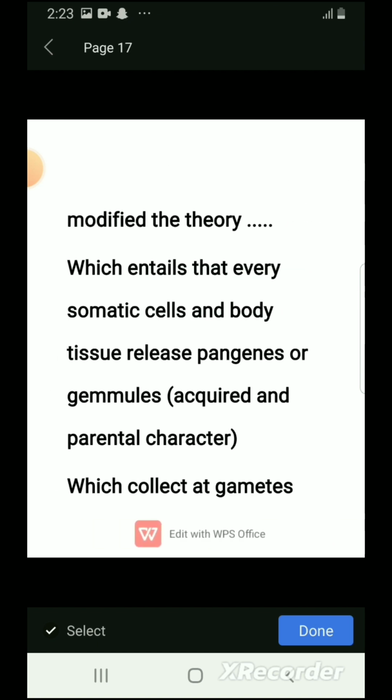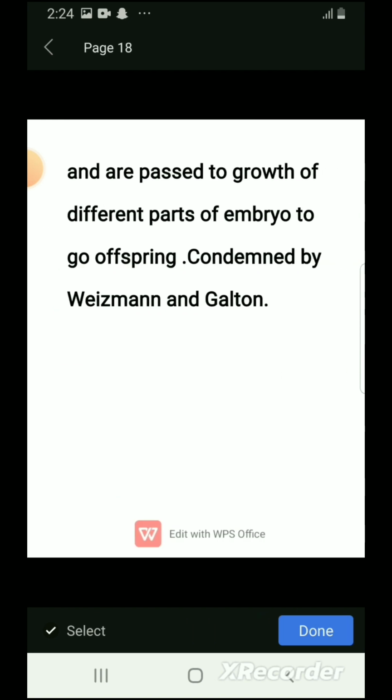That every somatic cell and tissue in the body produces what we call gemmules, and these gemmules collect and move to the female or the male organ, their gametes. They move to their gametes and are passed out during fertilization, or during reproduction, to give the offspring itself.